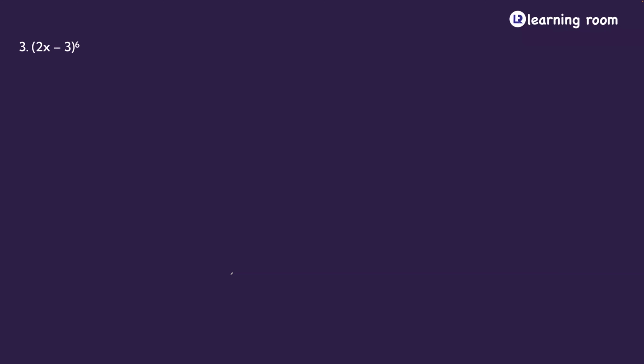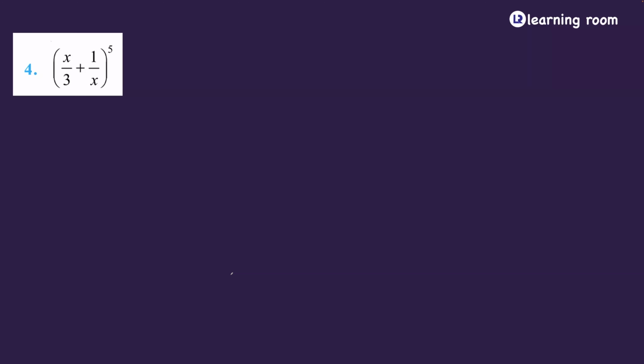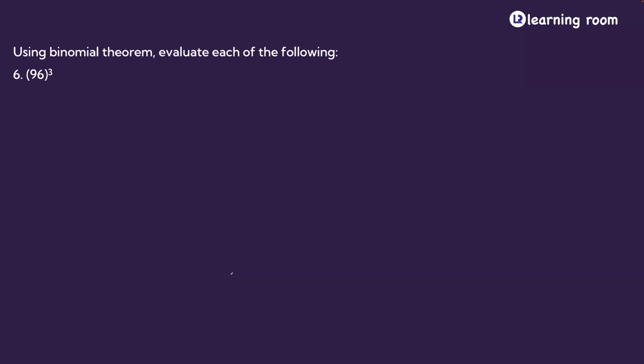So (2x minus 3) the whole power 6. You can do it. (x by 3 plus 1 by x) the whole power 5. It's similar to the first problem. So (x plus 1 by x) the whole power 6. You can do it. Now, those were the 5 problems which had a direct formula. Wait, I'm not going to do this also because this involves calculation, which is what you need to practice with. So 96 power 3, how would you write it?